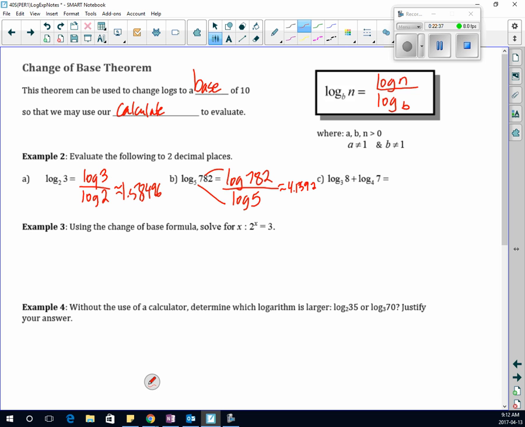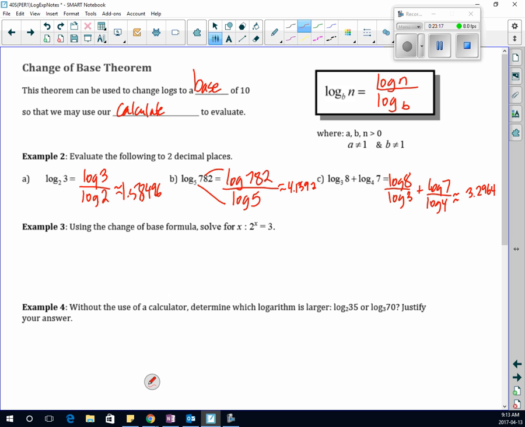Okay, so how would you do this one with the change of base theorem? Yeah, log 8 divided by log 3 plus log 7 divided by log 4. So try that. 0.2964. Is that what you got? Okay, very good.